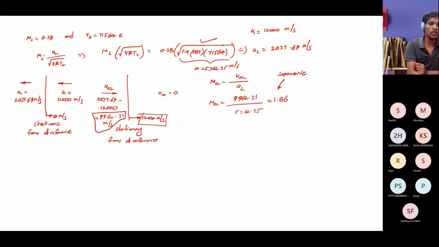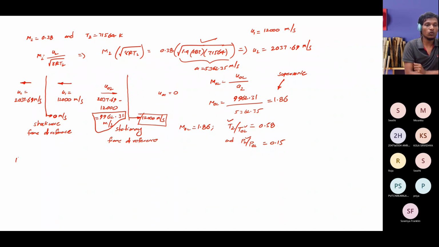So from our given data, if we get M02 equals 1.86, we have the data T2 by T02 equals 0.58 and P2 by P02 equals 0.15. We already calculated the value of T2. We need to find out T02. This is the only unknown here, but we did not calculate the value of P2, and we need the value of P02. So let's find out P2 first.